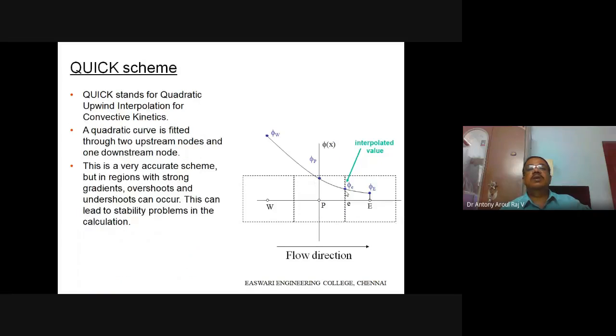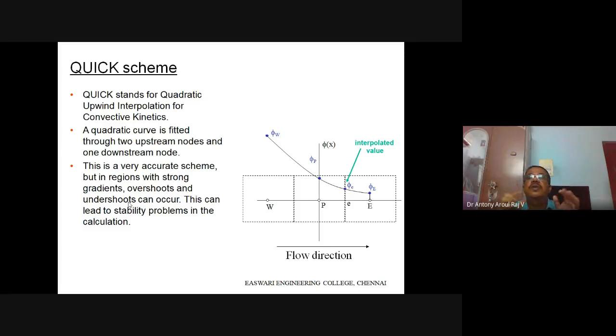Similarly, you can even go for the quadratic scheme, which uses three nodes: west, the node volume under consideration, and even the east value. But the weightage will be higher for west and P, and the least will be for phi E. This is the QUICK scheme, this interpolation scheme. It will be very accurate. But if you are going for higher velocities, in the areas where you have strong gradients, you will have overshoots and undershoots. So that will create trouble for you.